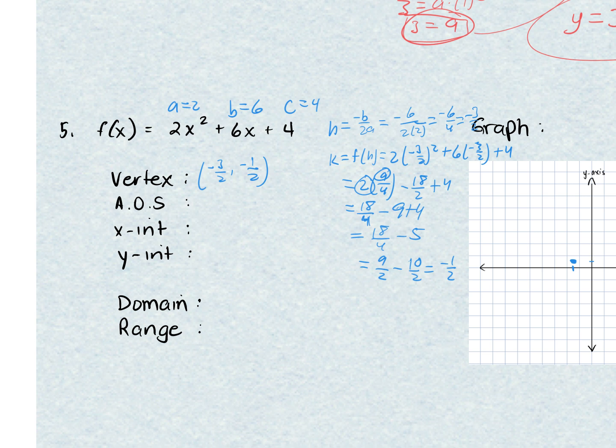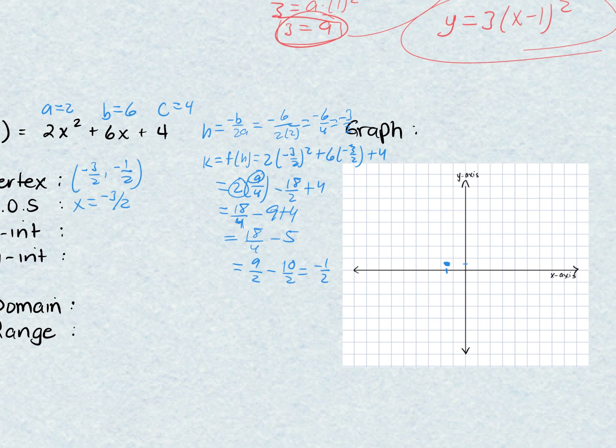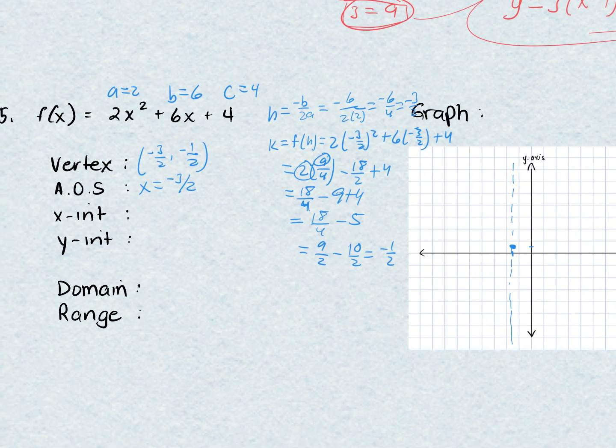And as soon as you get your vertex, the axis of symmetry should be super easy. We just get x equals whatever the x-coordinate of your vertex is. So in this case, it's negative 3 over 2. Always write it as an equation of x equals, otherwise you could lose points. So our axis of symmetry is going to be this imaginary line right here.